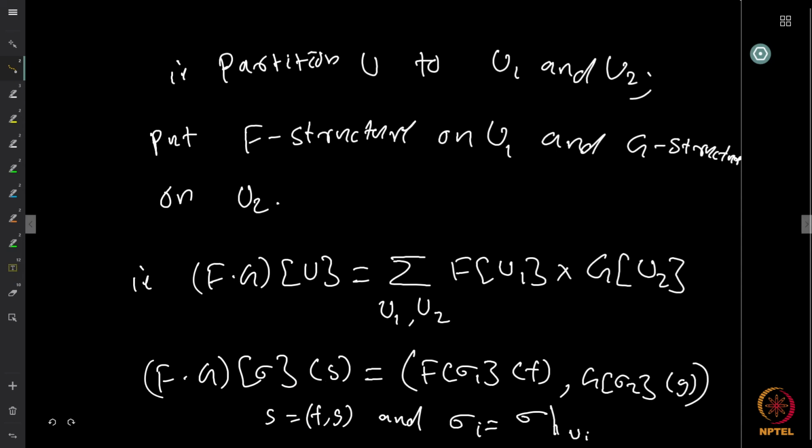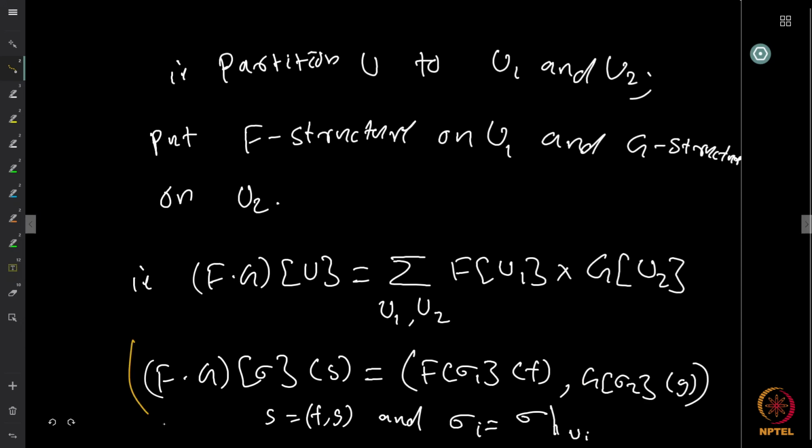sigma must act separately on f and g, where sigma_i is the restriction of sigma to just U_i. So sigma acts on the entire U1 cross U2, but the restriction of sigma to U1 or U2 will give you sigma 1 and sigma 2. So F dot G of sigma is basically F of sigma 1, the transport of sigma 1 in F, applied to f, which is a structure in F of U1. And similarly G of sigma 2 applied to g, where g is a structure in G of U2, and G of sigma 2 is the transport of sigma 2 with respect to G.